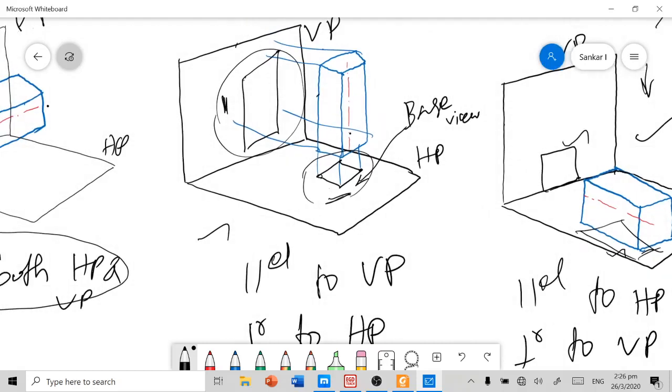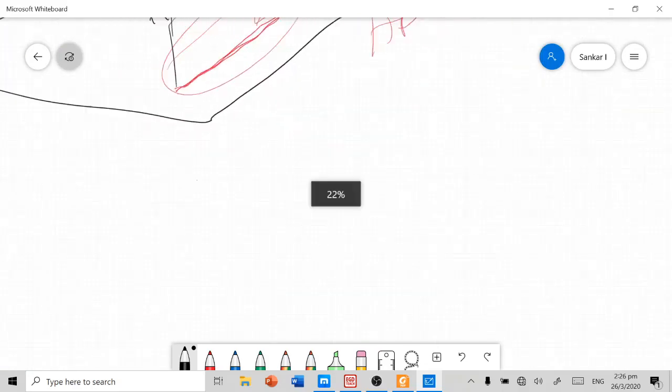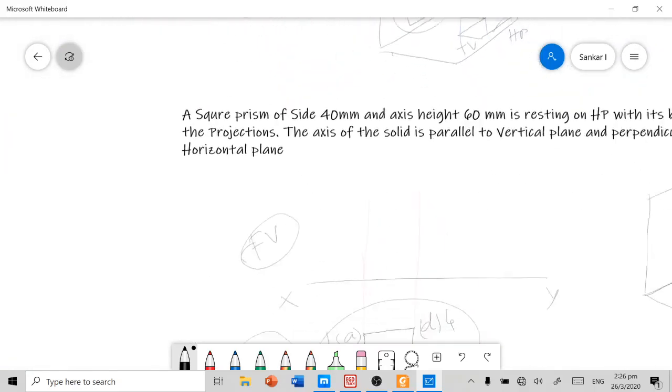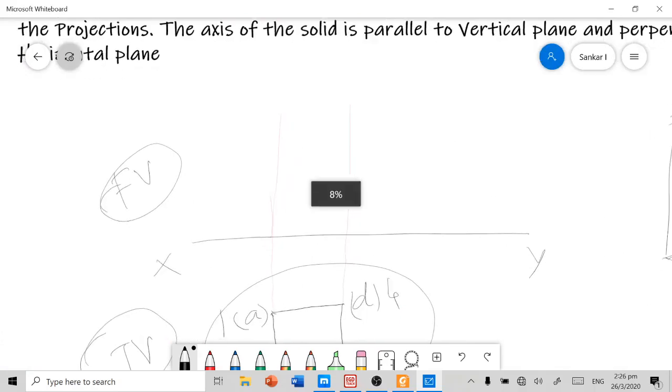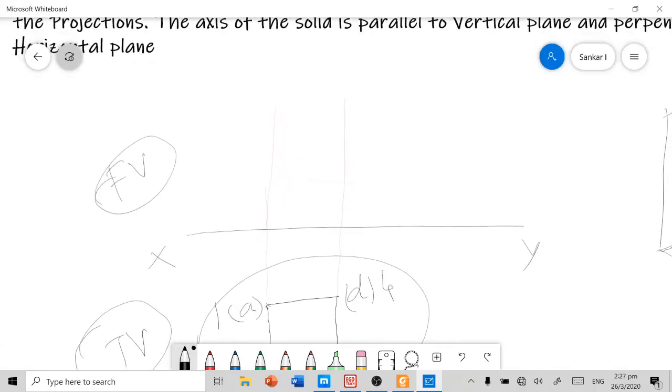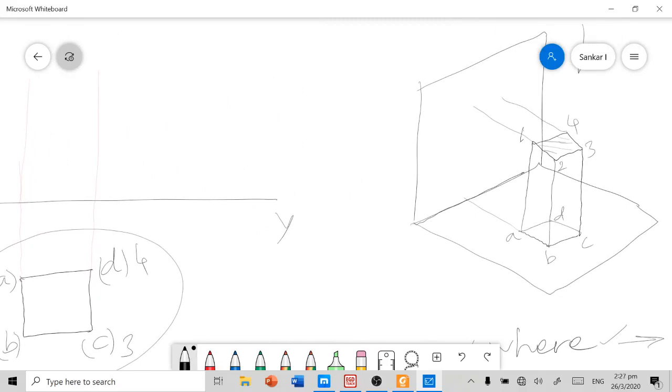In the current problem, the base view is obtained in the top view and the lateral view, the side pose of the object, is obtained in the front view. So already I have drawn the top view of the object, and in the front view I am going to draw the lateral view of the object.